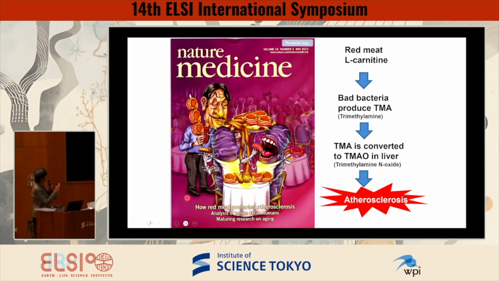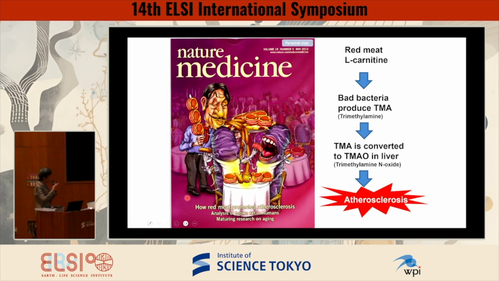It was published in Nature Medicine in 2013. Especially Western people like meat, but they are worried about atherosclerosis. They think maybe red meat is okay for our health. But this paper says no, no, no, because red meat contains a lot of L-carnitine.